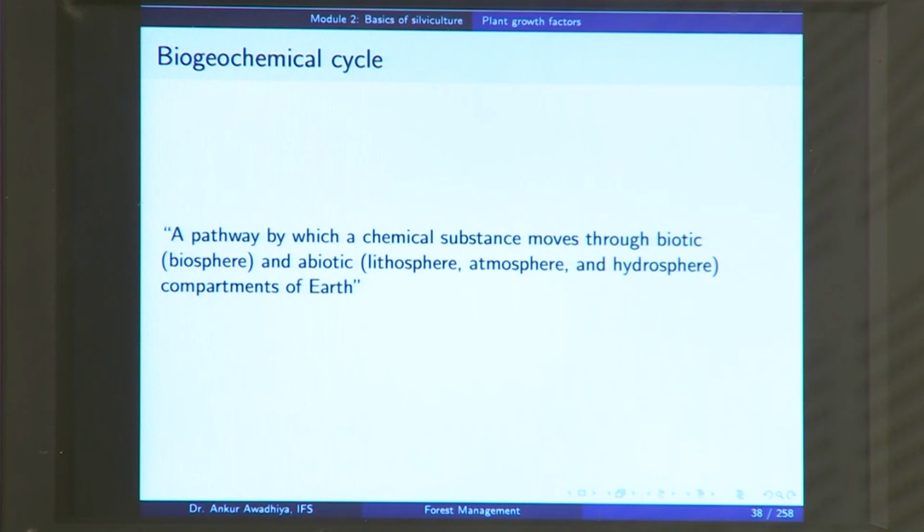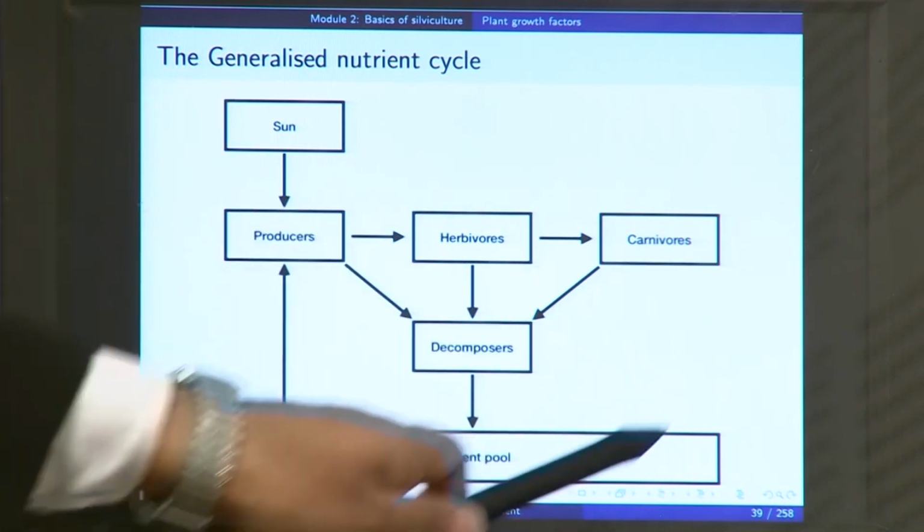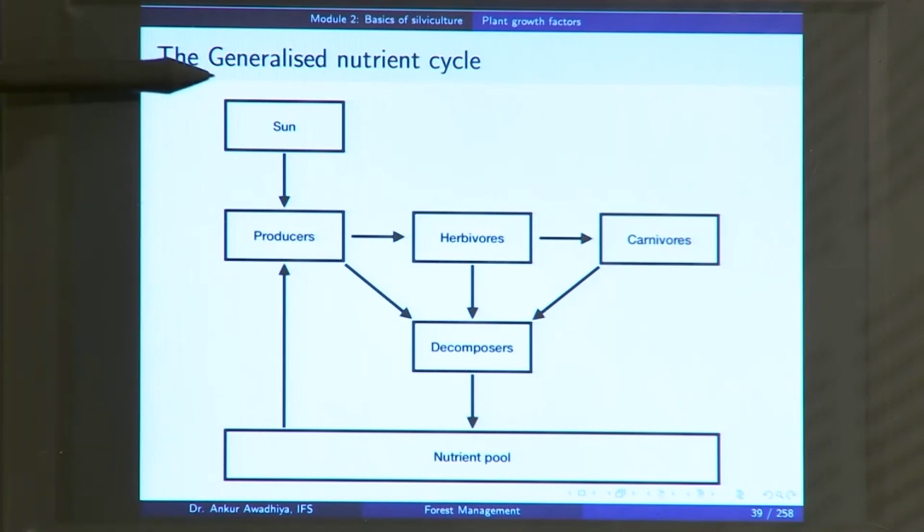So, what does a biogeochemical cycle look like, or how does a nutrient cycle look like? Now, this is a generalized nutrient cycle. What it shows is that the sun, that is the primary source of all the energy, is driving the whole of the cycle. The sun gives light which is used by the producers. Producers are those organisms that are able to produce their own food.